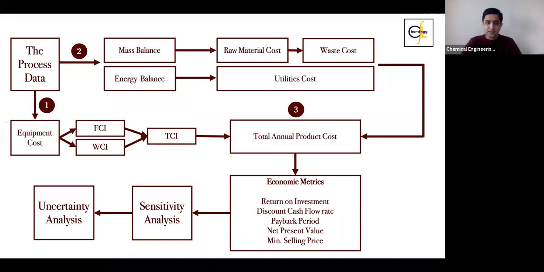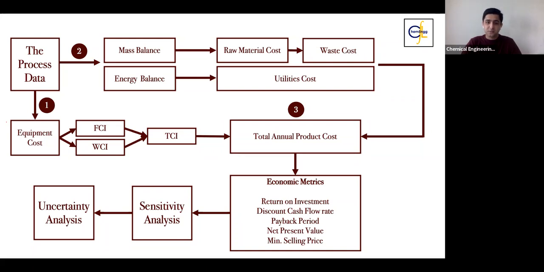Using your equipment cost, we can then find our capital investment. The capital investment is the money that you need in hand to basically build your plant, or the money that you need to start your business. The second step is that you need to perform your mass balance and energy balance. Through the mass balance, we find our raw material requirements, product production, and waste production, and then of course you need to buy your raw materials, sell your products, and pay for the waste that is being produced.